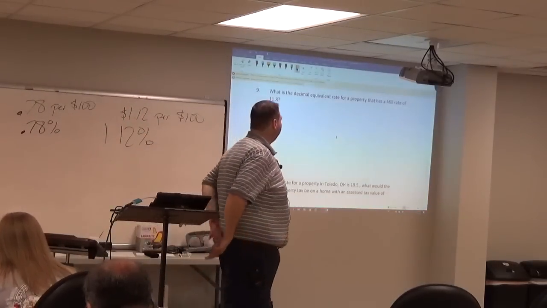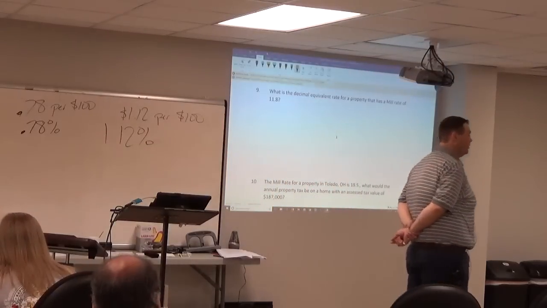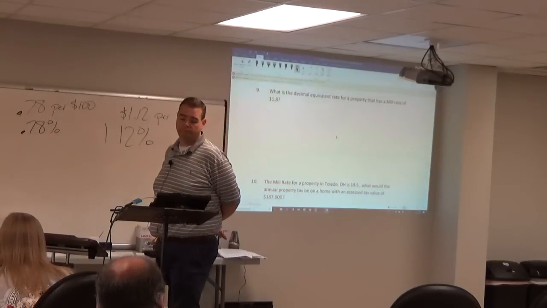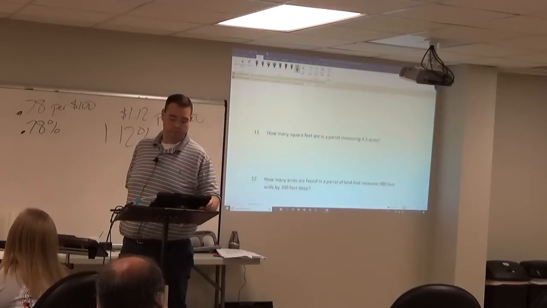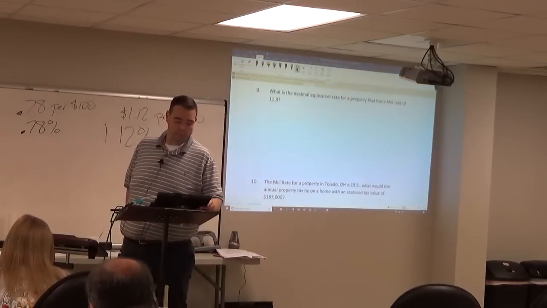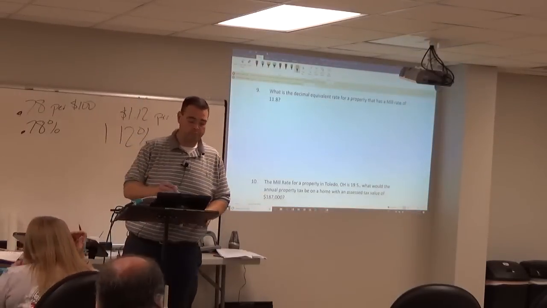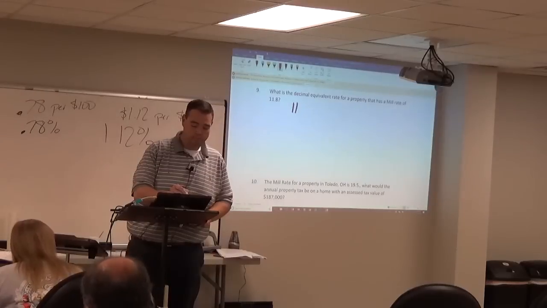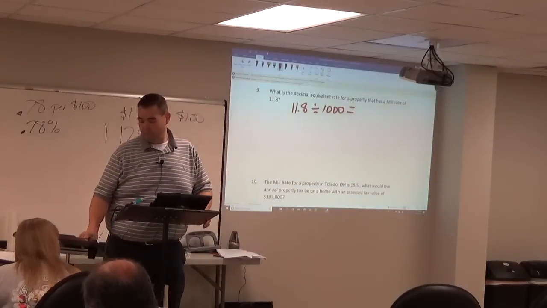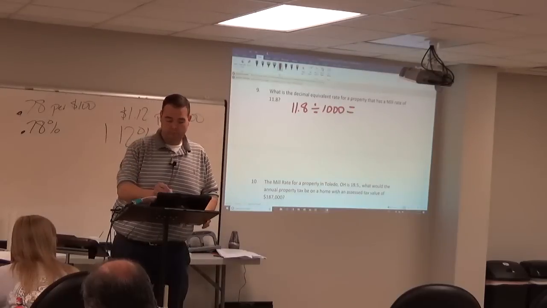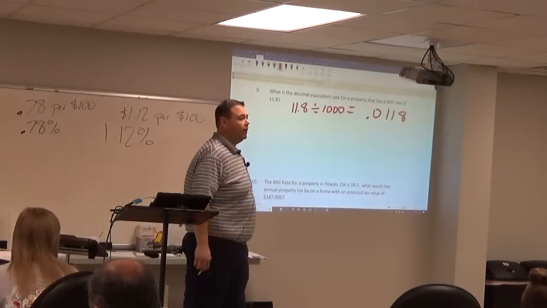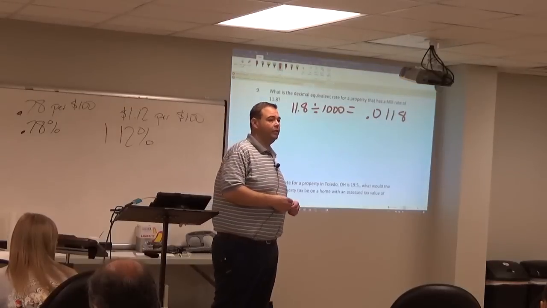What's the equivalent rate for a property that has a mill rate of 11.8? That look right? 0.0118, divided by 1,000. It's as simple as that to convert it. That's all you need to know to do.